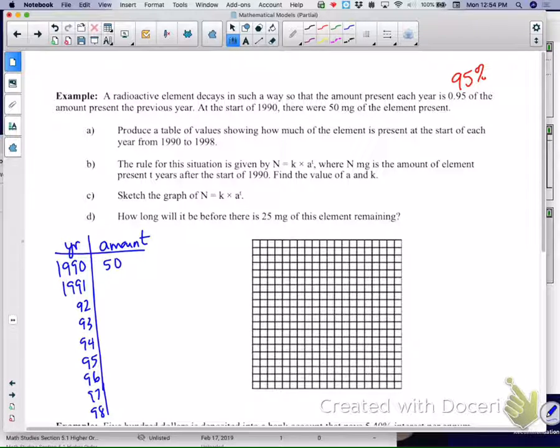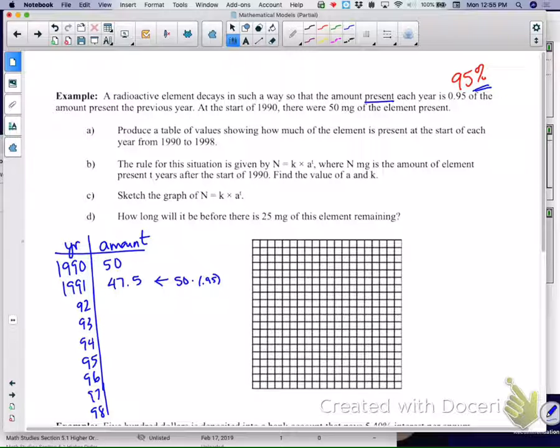Okay. Now, to find out my next amount, I'm going to multiply times that 0.95. Be careful the way it's worded. If it says it decays this much, you need to think about how much am I actually going to have? In this case, because it says present, I actually have 95%. So I'm going to take 50 times 0.95. That's going to give me 47.5. And again, that's going to be 50 times 0.95.